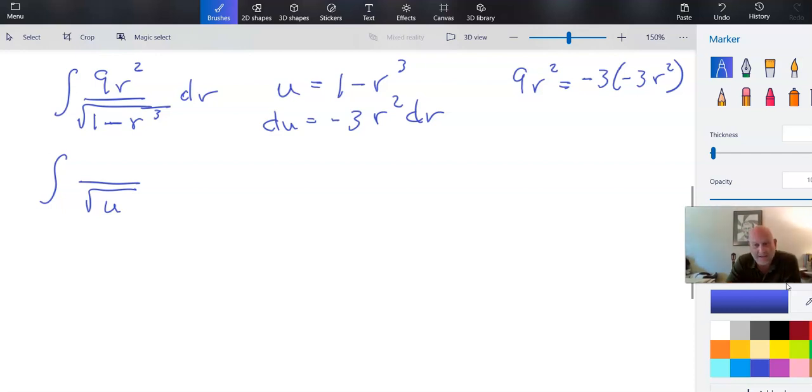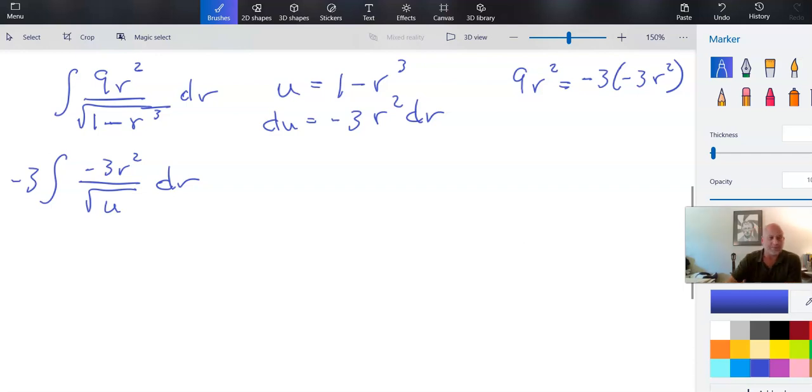Now, there's more than one way to handle these constants on the outside. But this is one of the ways you can deal with this. I can put a negative 3 on the outside and then put the rest of this, negative 3r squared dr, back in here. So you notice if I multiply the negative 3 in, that gives me the 9 again. So nothing's really changed other than the way it looks.